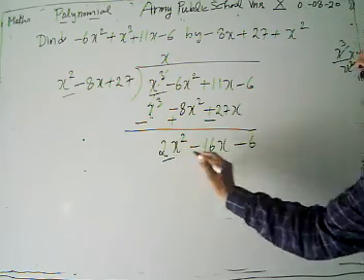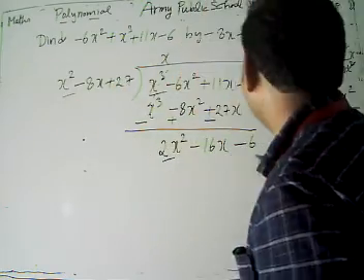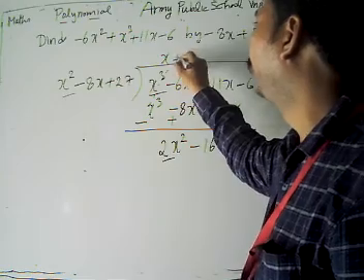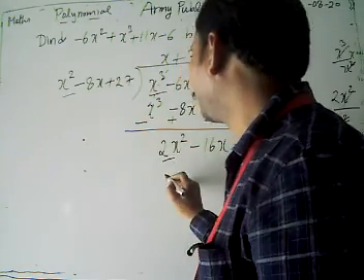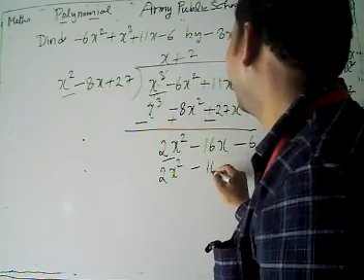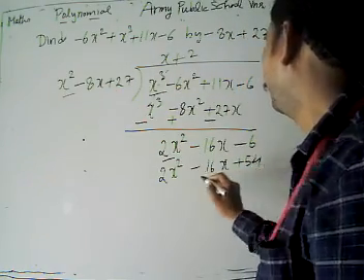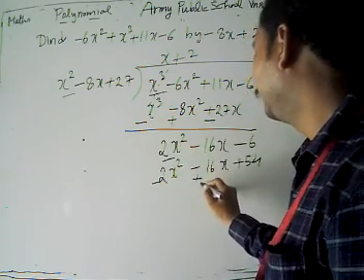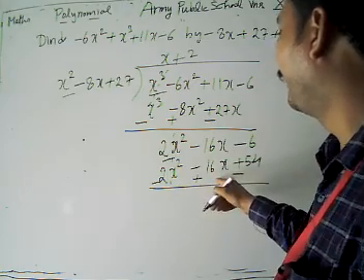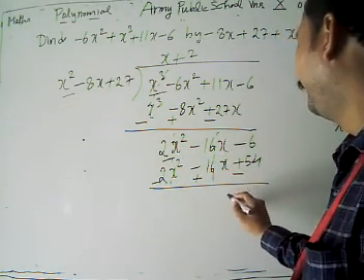Now in the rough portion we take 2x square and the first term of our divisor, x square, and we get 2. Take plus 2 here. Now 2 into x square is 2x square, then minus 16x plus 54. Again changing the signs of the terms, this cancels. Minus 16 plus 16 cancel each other. Here we get minus 60.